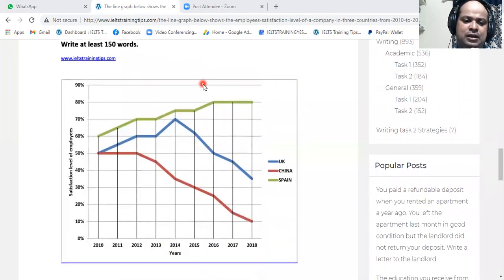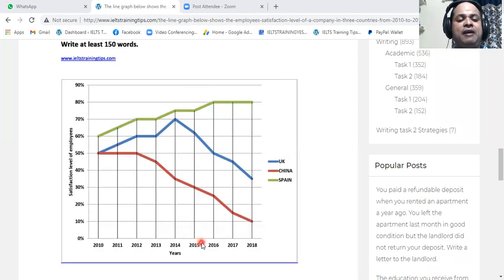So we have the satisfaction level of employees, that is the vertical axis, it is denoted. And here in this part, this is a movement chart. We do have the years moving from 2010 to 2018. So we do have 9 years here. 1, 2, 3, 4, 5, 6, 7, 8, 9. So the data of 9 years are there.